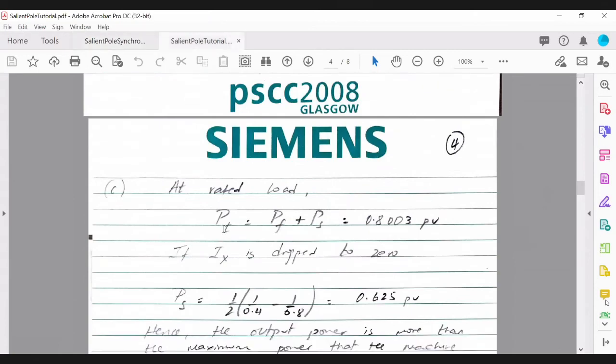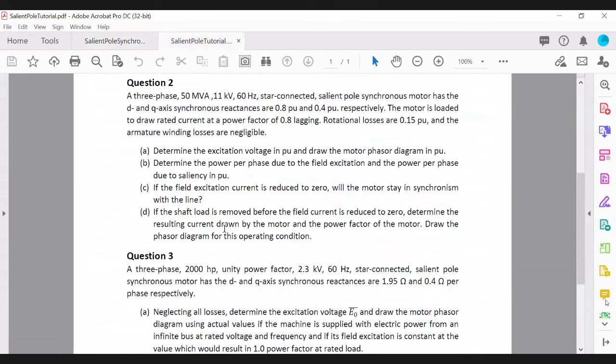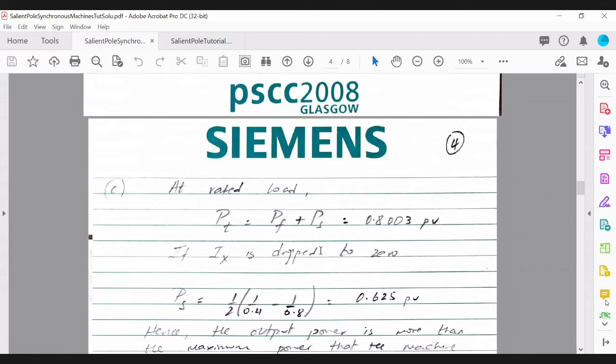And for part C of the question, they've given us a situation where the field excitation current is reduced to 0. Okay, so what you need to understand is when your field current is reduced to 0, your field power will basically drop, right? So you won't have that power that's due to the field excitation.